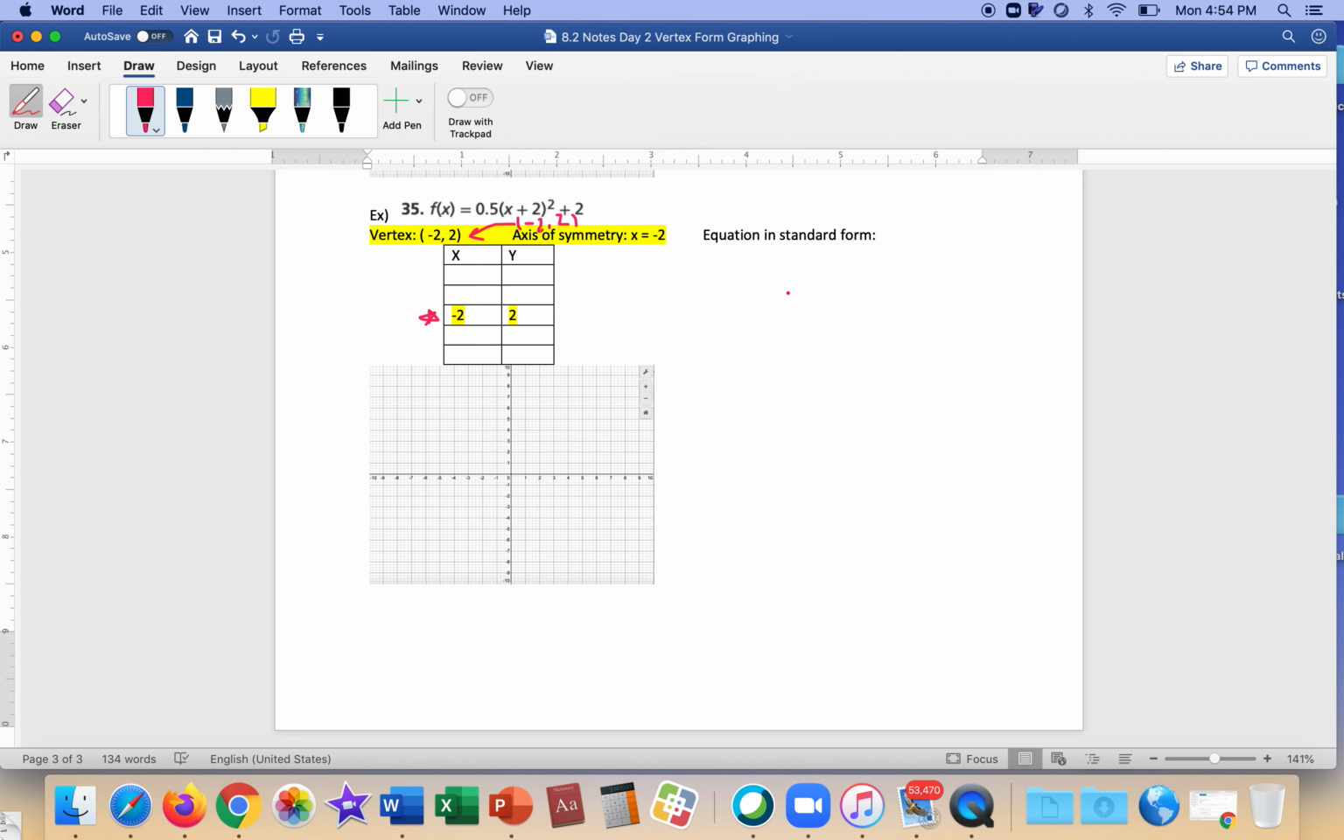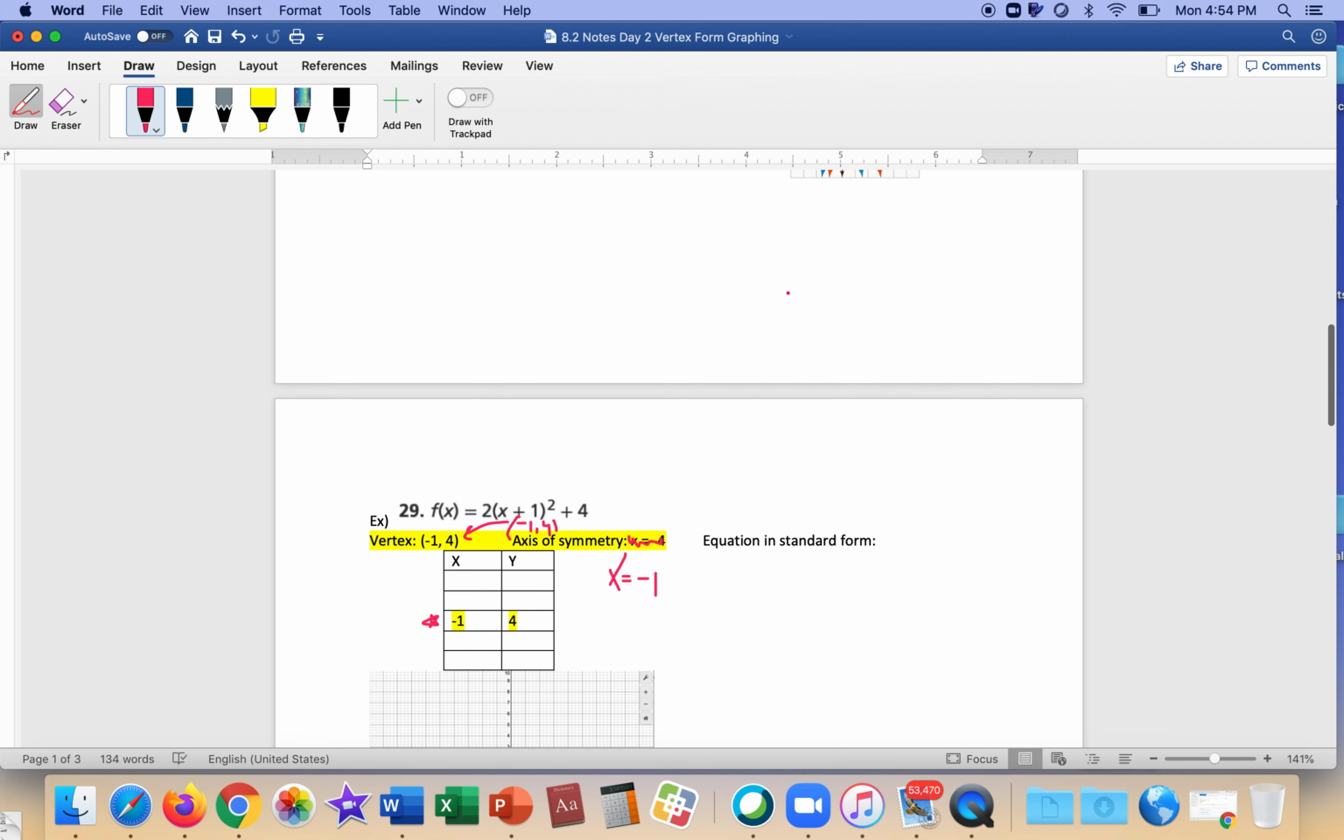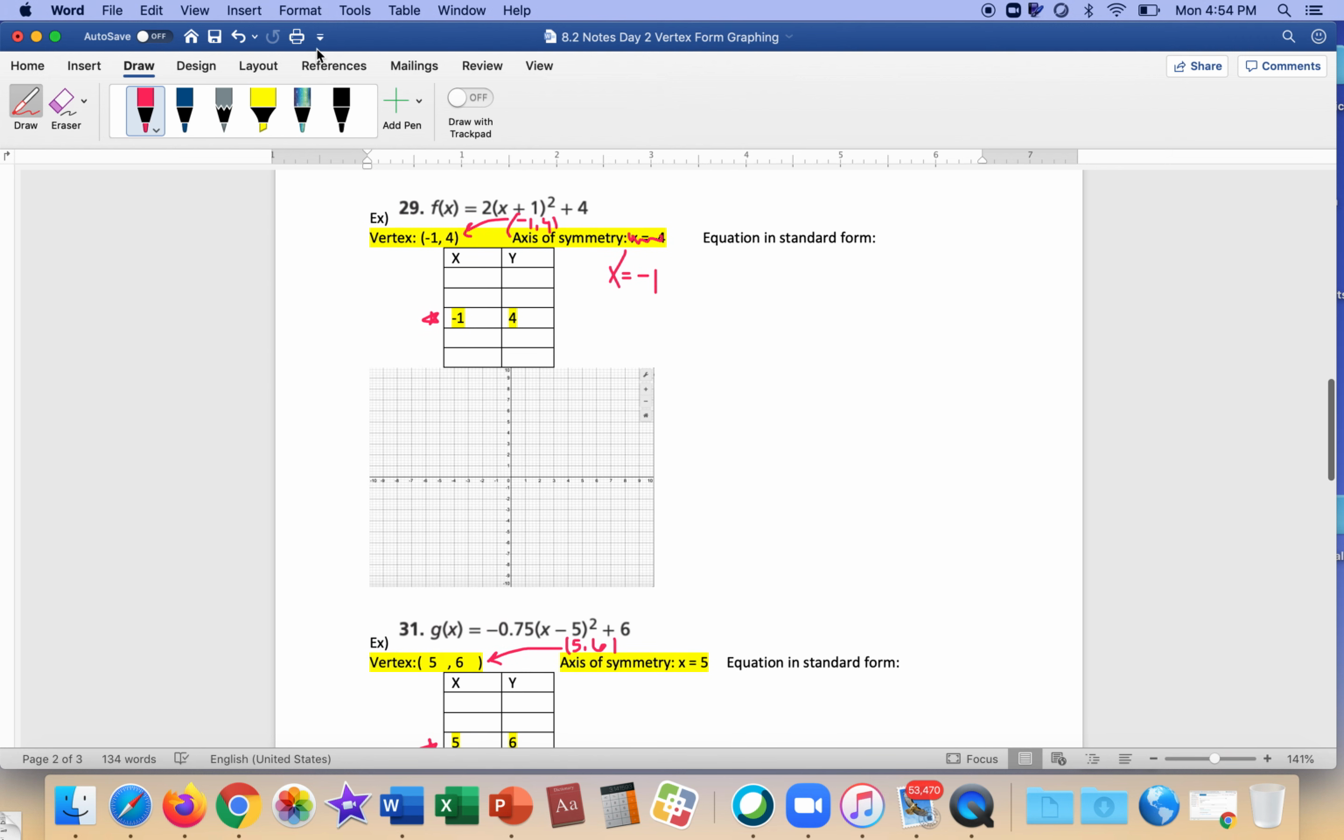Okay, so we did all that last time. Now let's find ordered pairs. So when we look at this, just like before, I want to pick some values above and below my vertex.